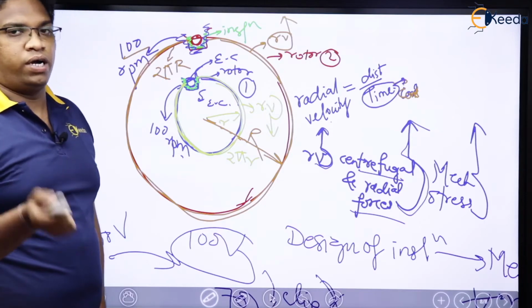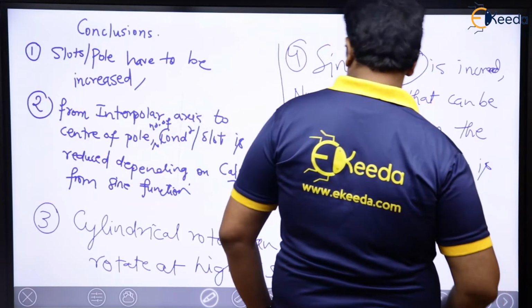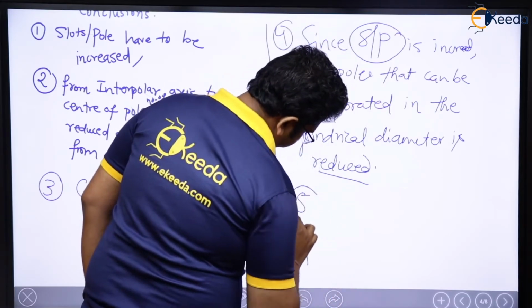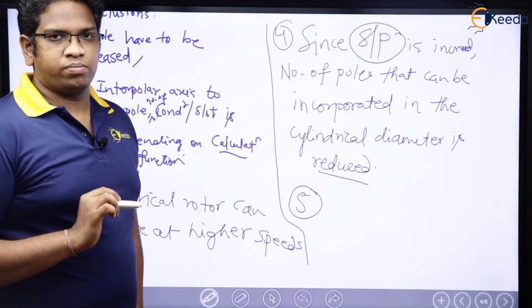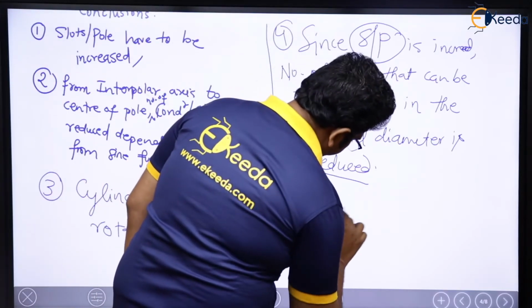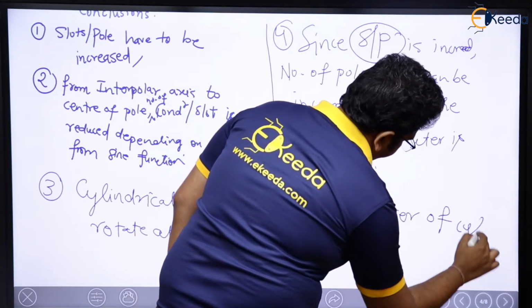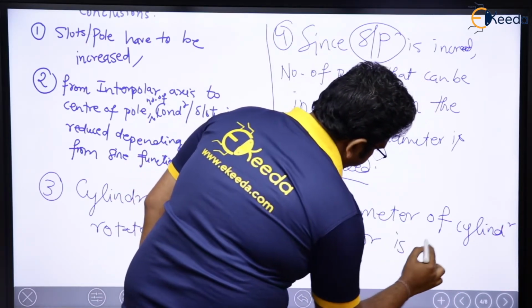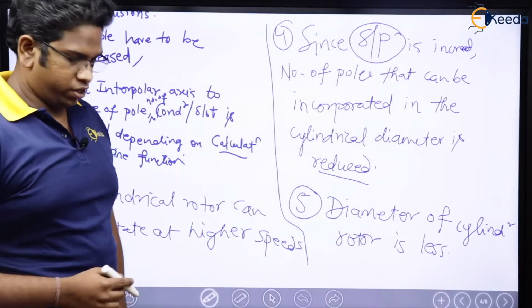That is the reason, one more point, conclusion. What is our conclusion? See, conclusion number 5: the diameter of the cylindrical rotor is less. That is what we have understood.